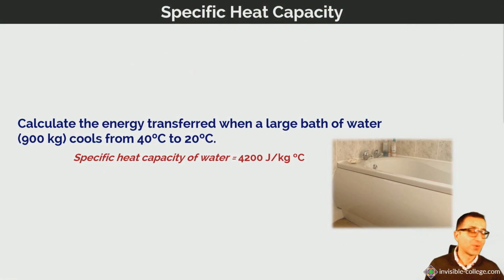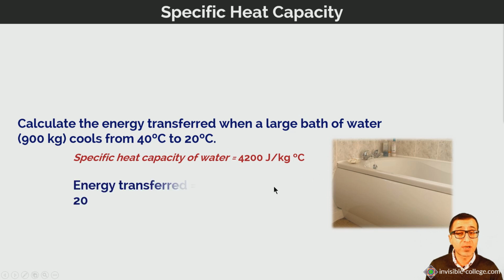All right, very good. So let's have a look at how we do this. Now, this one's fairly straightforward. So the first thing that we need to do is to look at the temperature change. So we've gone from 40 to 20. So the temperature difference is 20 degrees centigrade. We have the mass of water, 900 kilograms. We have the specific heat capacity. So we can simply substitute those values into that equation.